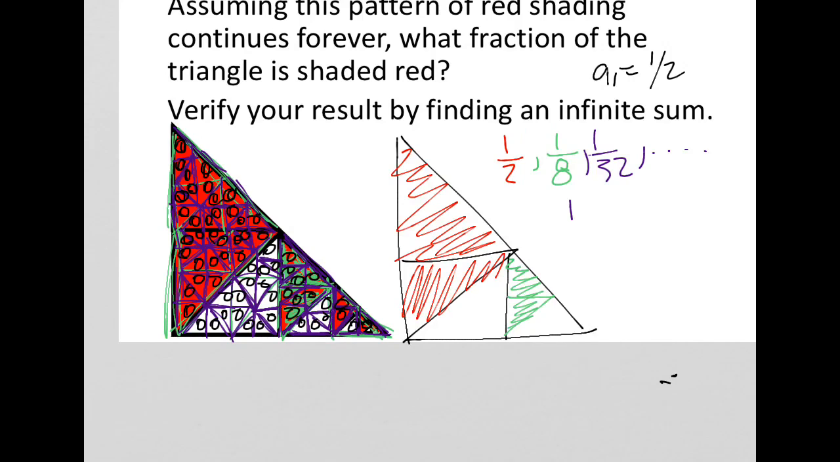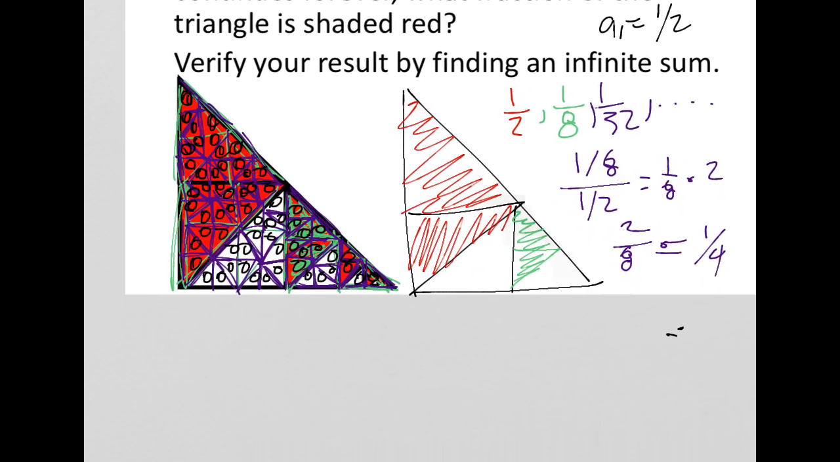So if you take 1/8 and divide it by 1/2, that's the same as 1/8 times 2, which is the same as 2/8, which is the same as 1/4. You see that your common ratio is in fact 1/4. And so we have a starting term of 1/2. We have a common ratio of 1/4. Raise that to the n minus first power. That would be our sequence right there.